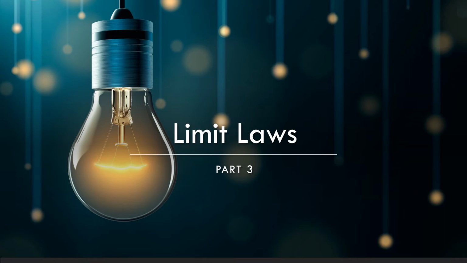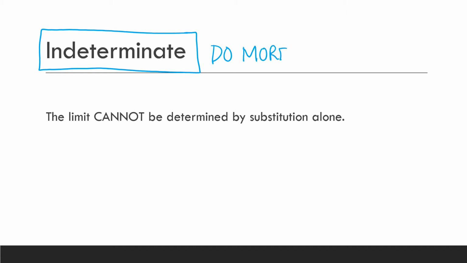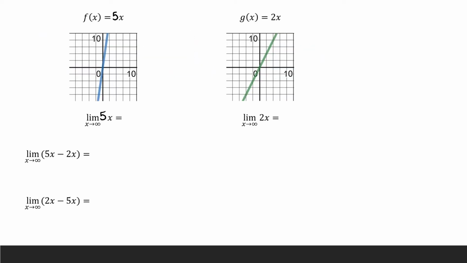Limit Laws Part 3. Now it's finally time to look at what to do when a limit cannot be determined by substitution alone. We call these cases indeterminate. And when something is indeterminate, that means that we need to do more work. But what does it mean to be indeterminate?